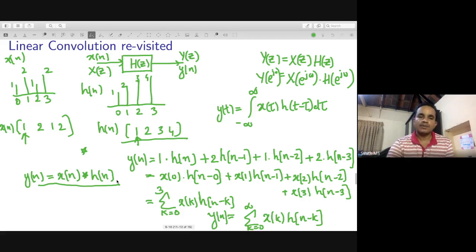Okay, now how will you find this x[k] multiplied by h[n minus k]? How we normally do it is, we'll see it. Basically, we have seen this in signals and systems, but we'll again revisit it so that we can correlate it to the new kind of convolution that we'll be seeing.